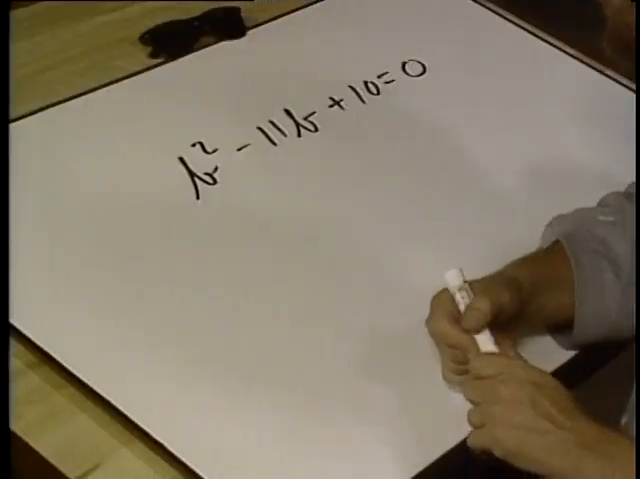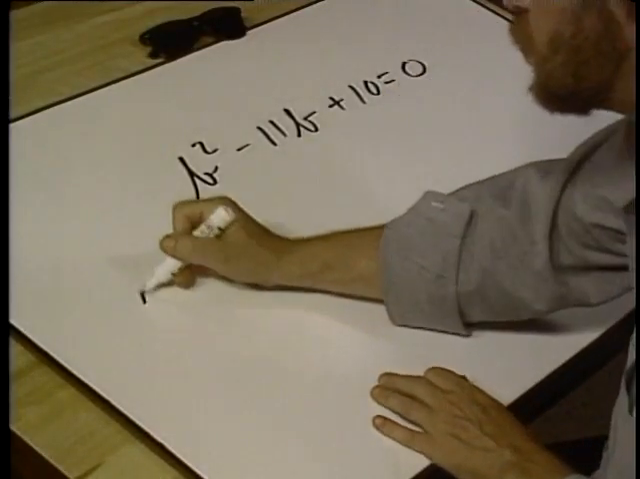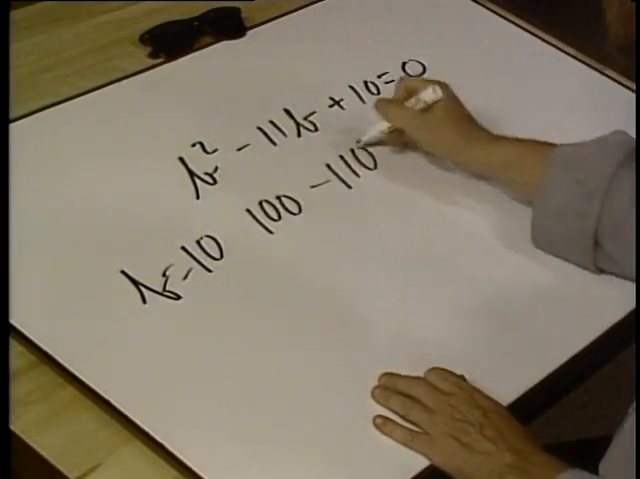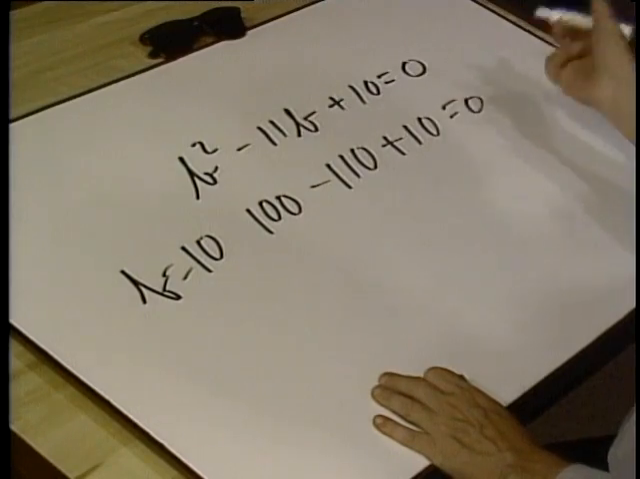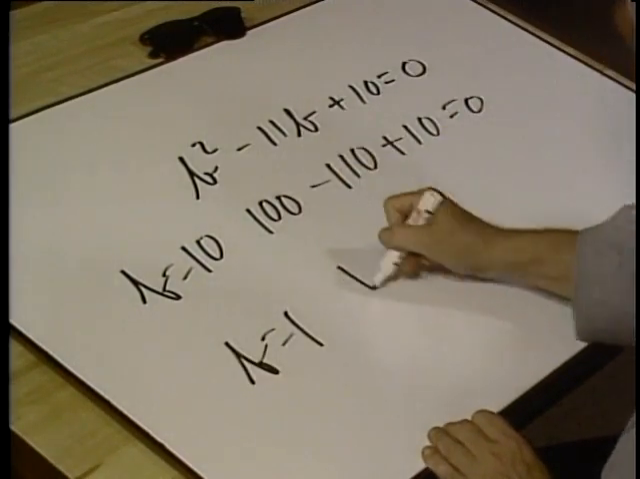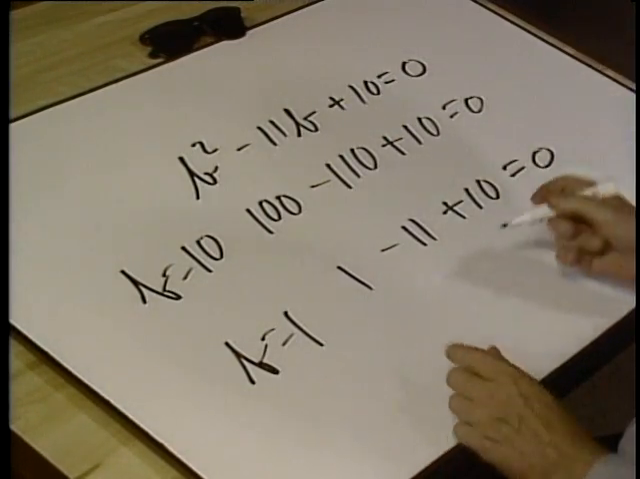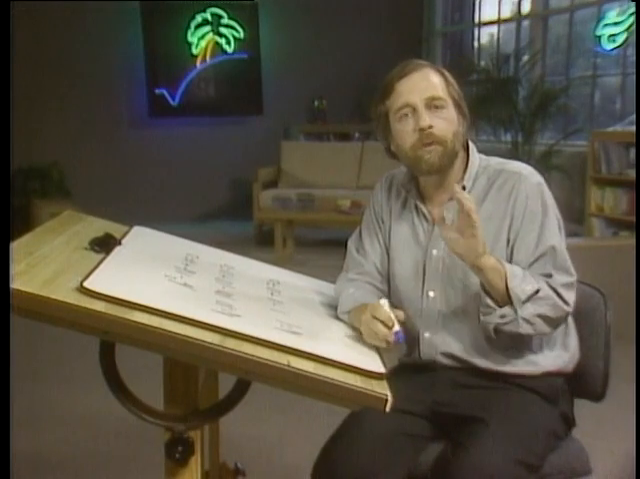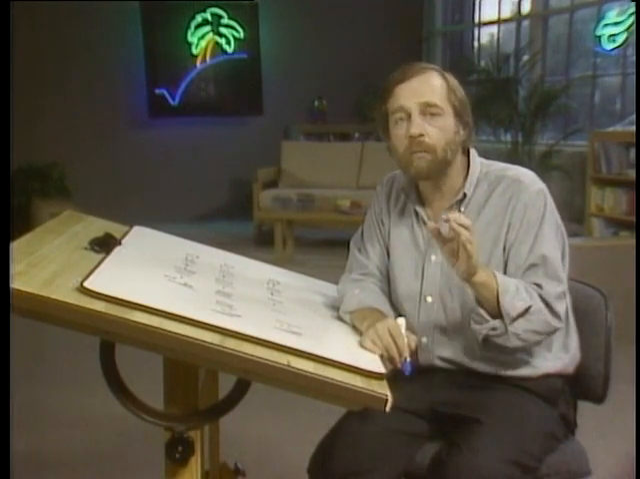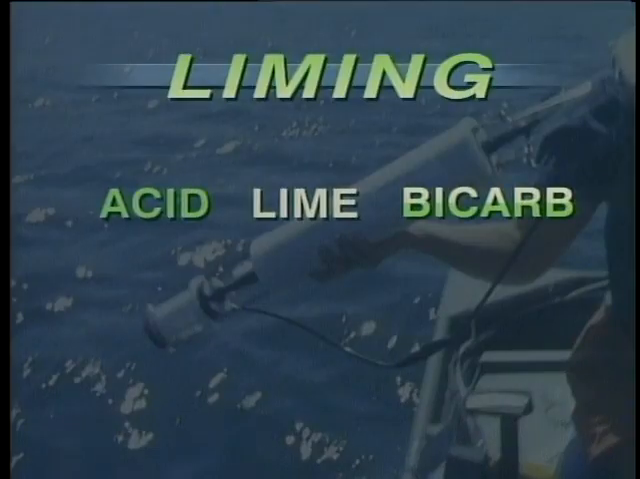Here's our original equation, b squared minus 11b plus 10 equals 0. Now, if we try b equals 10, we get 100 minus 110 plus 10 equals 0, which checks. If we try b equals 1, we get 1 minus 11 plus 10 equals 0, which also checks. So both of our answers are mathematically correct. Now we have to go back to our original situation and interpret our results.